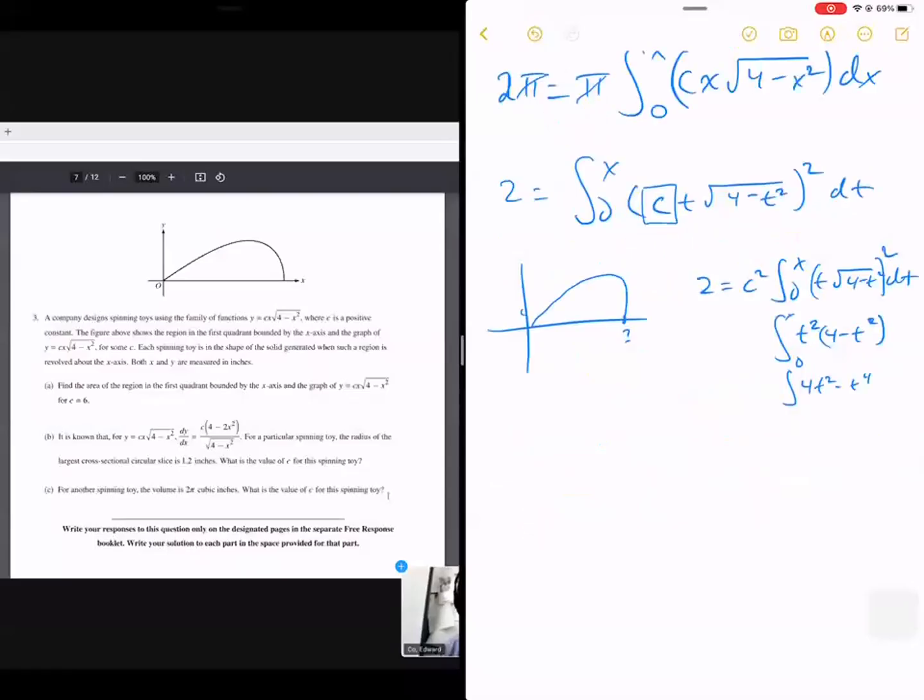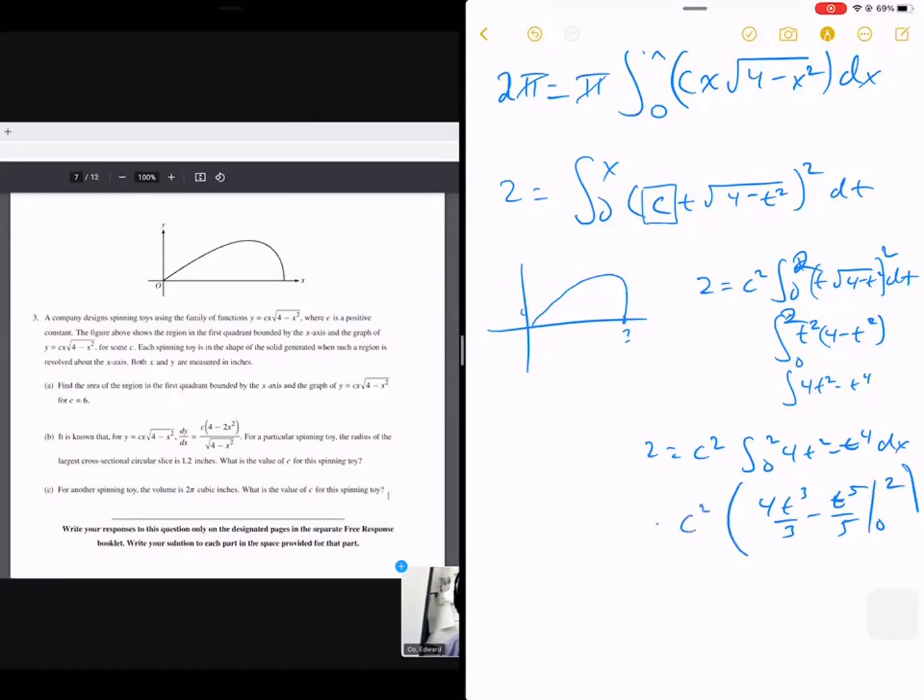Okay, so if they ended up using x as 2, fine. If I put 2 there and 2 there, this problem is a lot easier. So it's 2 is equal to c squared integral from 0 to 2 of 4t squared minus t to the fourth. But I guess we didn't need to change the variables, because it's not x anymore. Anyways, it'll be 4 t cubed over 3 minus t to the 5 over 5, plug in 0 and 2.